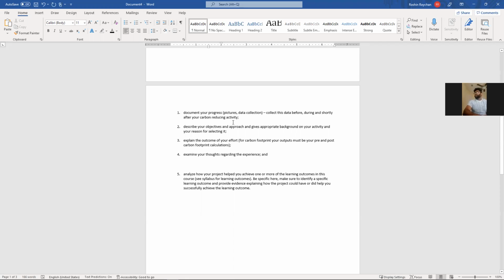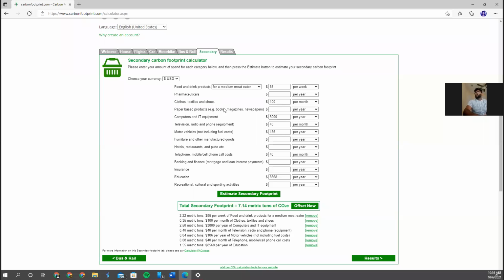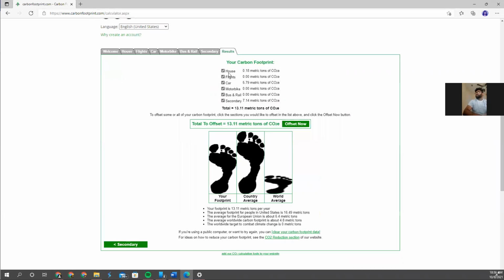For the data, I have pictures up here. This is on October 6th, before I started doing the carbon footprint. I used to spend $85 a week as a medium meat eater, and my total for that week was 2.22 metric tons of carbon emission. With all those breakdowns, you could see me at 13.11 metric tons. It was not as high as the average, but still a decent amount.